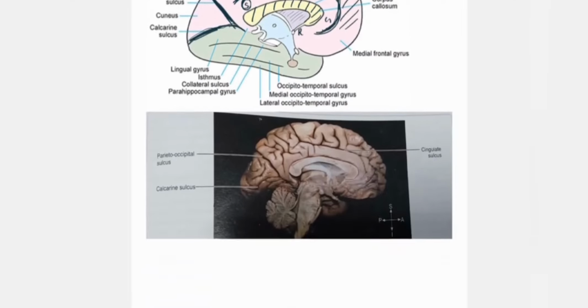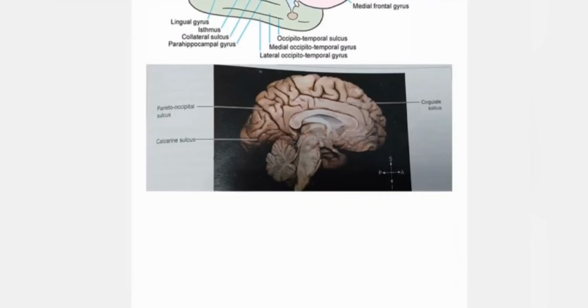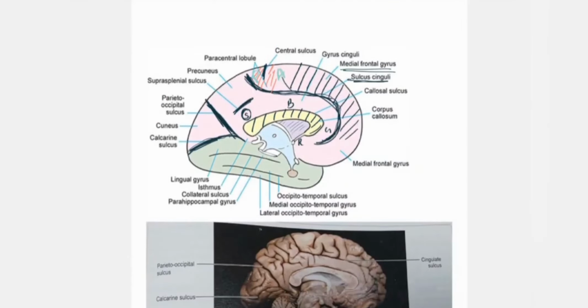And we can see both of them in the medial aspect. This is the parieto-occipital and calcarine sulcus and they meet each other. It forms a triangular area. And this triangular area is known as the cuneus. And the region between the suprasplenial sulcus and the parieto-occipital sulcus is the precuneus. And the region behind, that is the region below, is the isthmus.